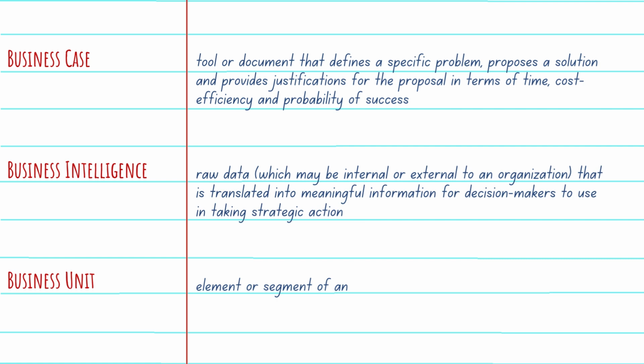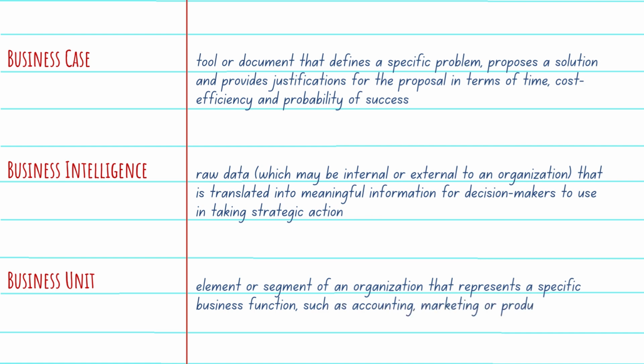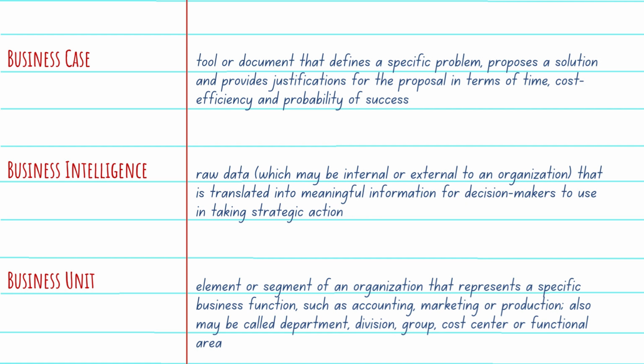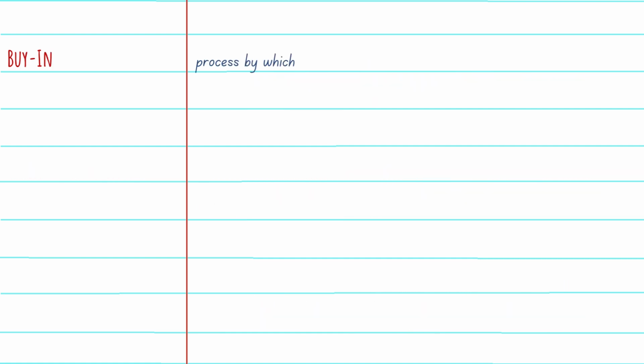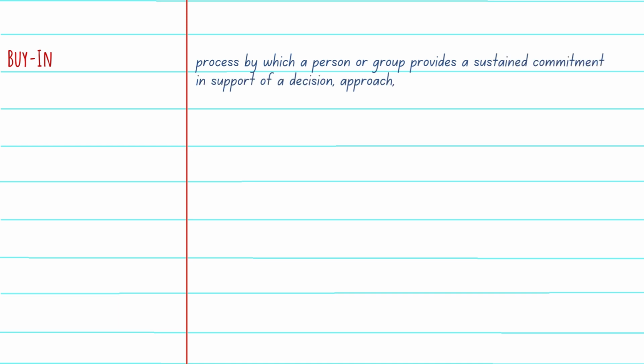A business unit is an element or segment of an organization that represents a specific business function, such as accounting, marketing, or production. Business units also may be called departments, divisions, groups, cost centers, or functional areas. Buy-in is the process by which a person or group provides a sustained commitment in support of a decision, approach, solution, or course of action.